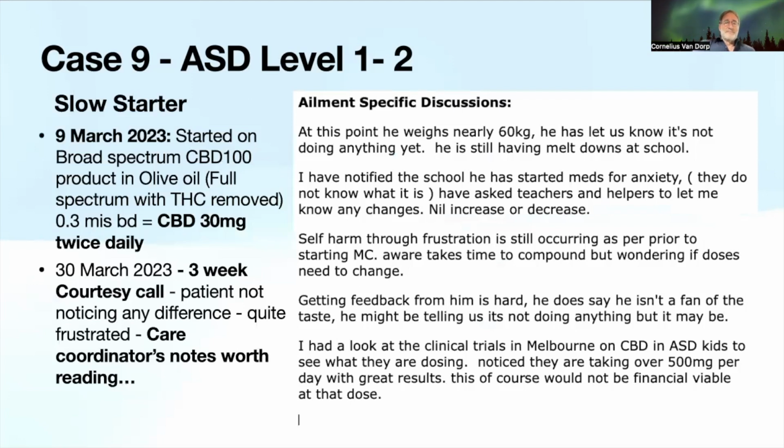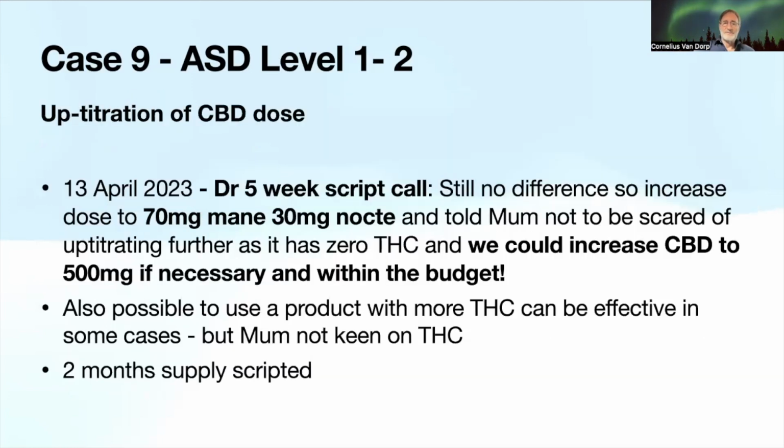So we started on a broad spectrum CBD 100, our olive oil one with 0 THC. And at the 3-week courtesy call, not much difference. Had a good comment from the care coordinator here, but not really enough time to go through that, except the bottom paragraph there. I had a look at the clinical trials in Melbourne on CBD and ASD kids to see what they're dosing. Notice they're taking over 500 milligrams per day with great results. This, of course, would not be financially viable at that dose.